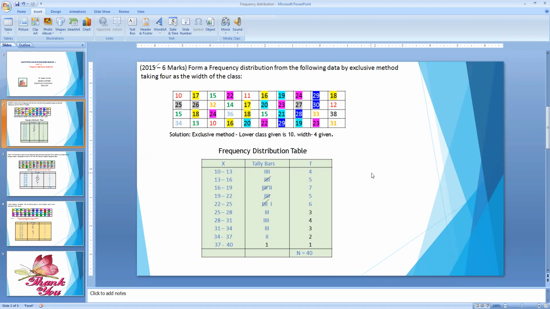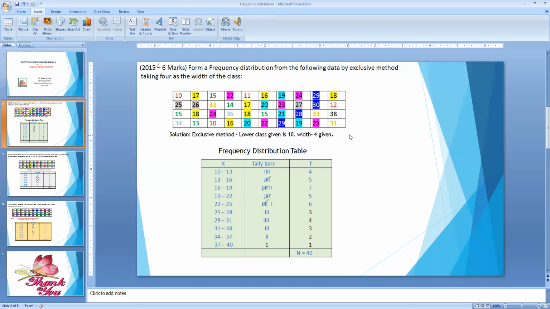By using these numbers, we have to frame the class intervals because they have given the width of the class, which means we have to arrange the data in the form of a continuous series, that is, in the form of the exclusive method. Exclusive method means we know that the upper limit of one class becomes the lower limit of the next class level. Here there are certain numbers which have been given.